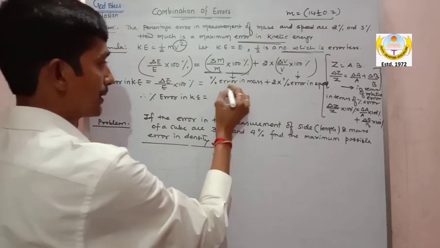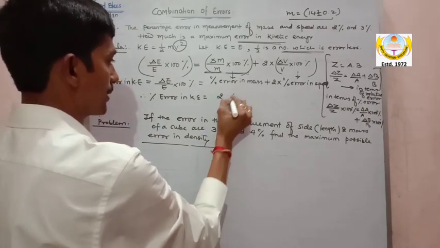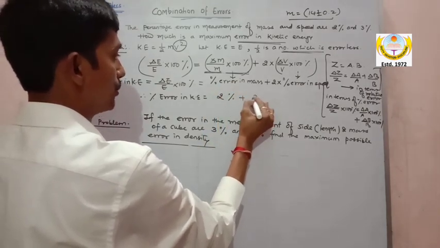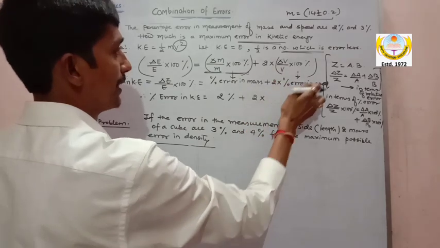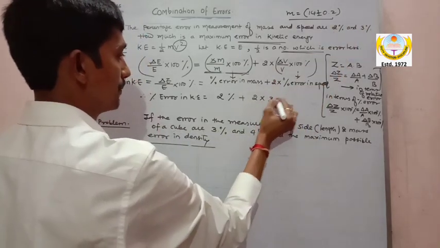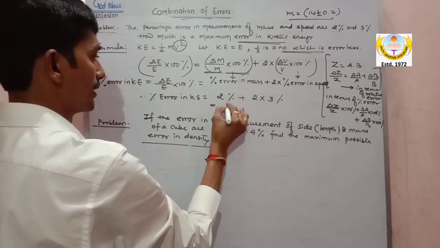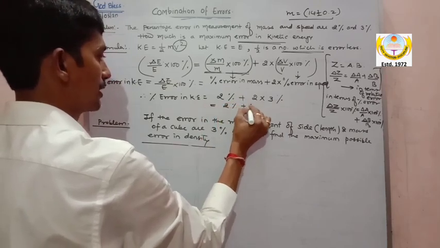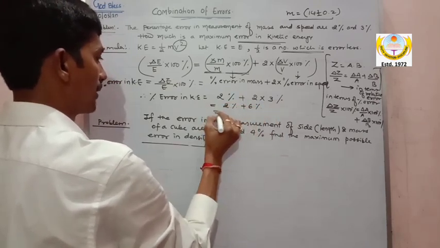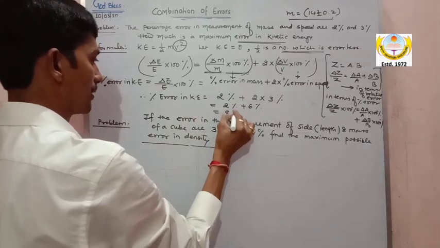So the percentage error in mass is already given as 2%, plus 2 into the percentage error in speed, which is already given as 3%. So now it is 2% plus 6%. So the answer for percentage error in kinetic energy is 8%.